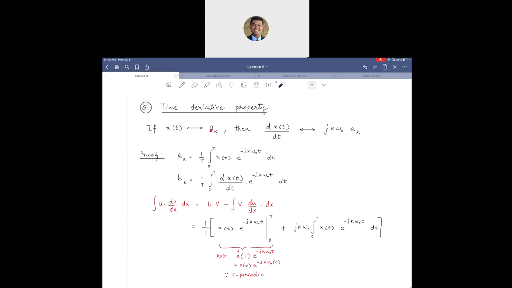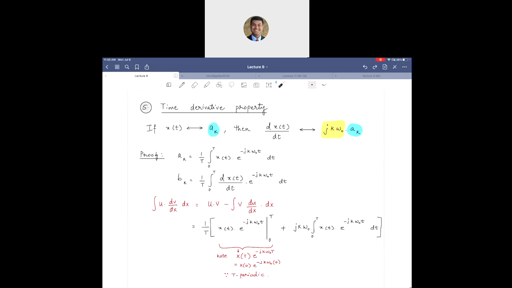x of t, the Fourier series coefficients of x of t are a sub k. Then when you differentiate the signal in the time domain, d over dt of x of t, the time derivative of x of t, the Fourier series coefficients are going to be multiplied by j k omega naught. So a sub k remains as is. When you differentiate the signal, the resulting signal will simply have the Fourier series coefficients multiplied by j k omega naught. As simple as that. So let's see if this works.